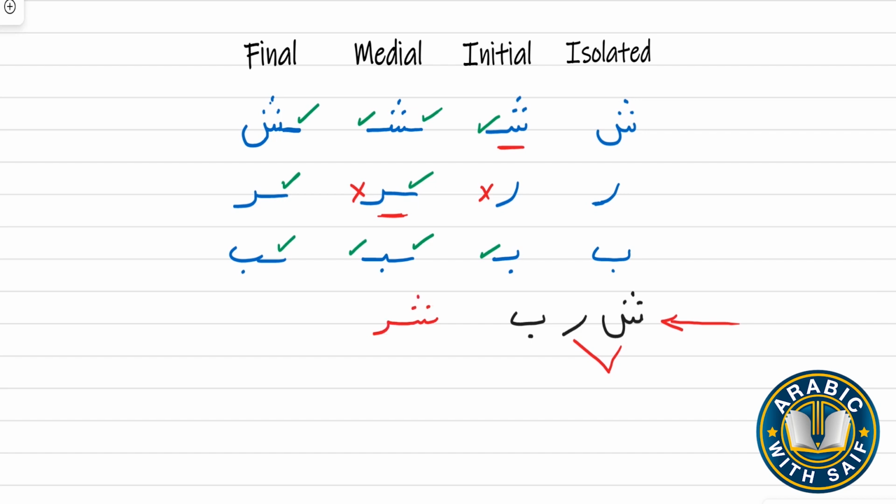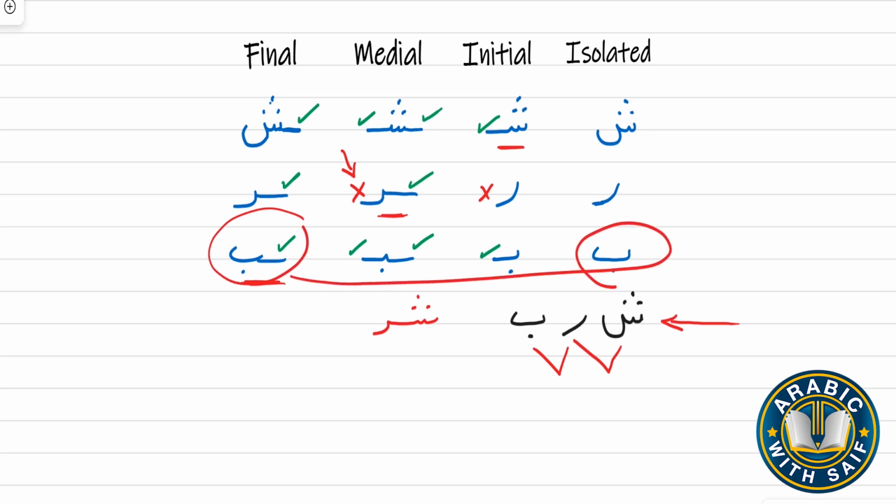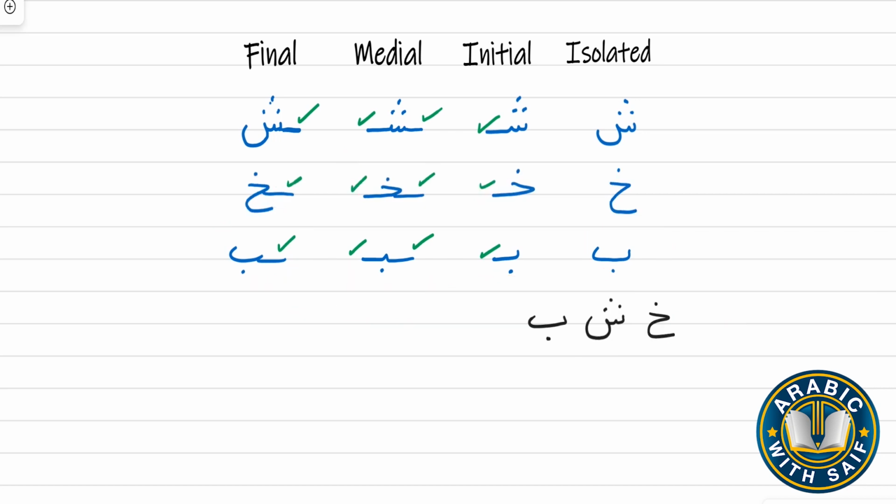Now we will check the relation between Ra and Ba. Ra in the middle does not allow connecting any letter after. That's why letter Ba, final form by default, will change to be isolated form. And this will be the final form for this word. Let's read it. Shariba. Shariba means drink.